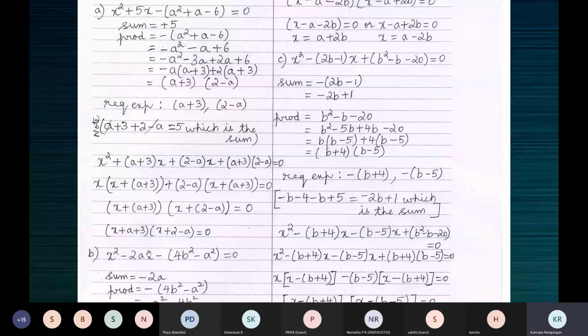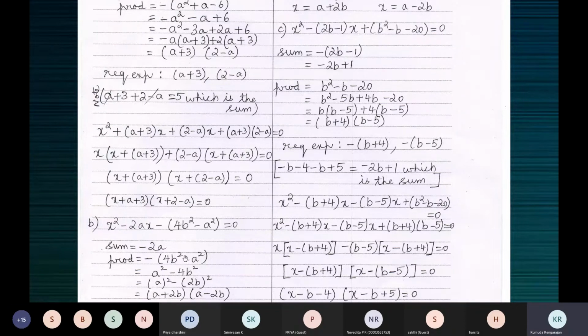So the sum is the coefficient of x, which is minus 2a. The product is, because the coefficient is 1 here, 1 into this, which is the same thing: minus of 4b square minus a square. So you can multiply this minus sign, and you get minus 4b square plus a square. Now using this a square minus 4b square, you need to find two expressions that will give you the sum as minus 2a, which is difficult to find.